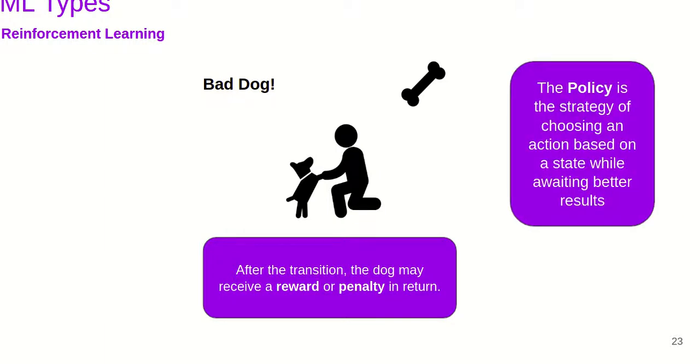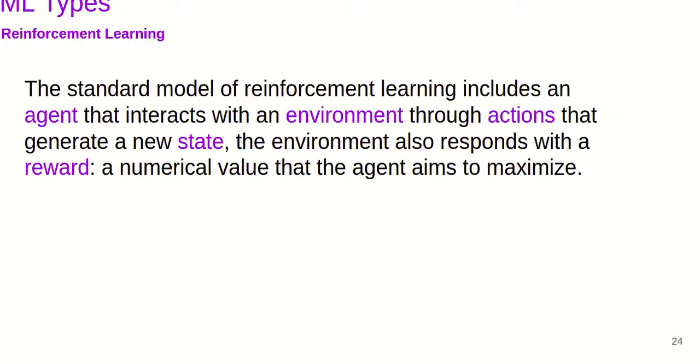And the last word that we need to learn is policy, which is basically the strategy that we are choosing to take an action based on a state. So we are trying to have a strategy to take the best actions to have the best or the maximum reward. So let's put all of this in one sentence.